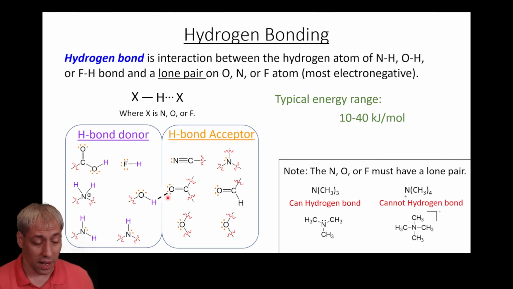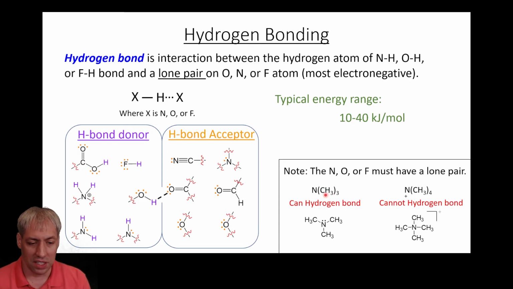And so, yeah, it's a very particular interaction. Again, it's dipole-dipole, but you need to have an H and a lone pair. As long as there's an H attached to an O, N, or an F, and a lone pair on an O, N, or an F, you can have a hydrogen bond. One thing to note is that the N, O, or F must have a lone pair. And so here's an example.